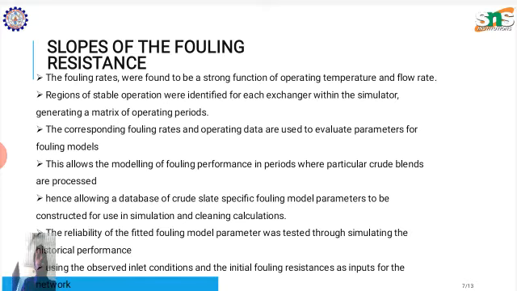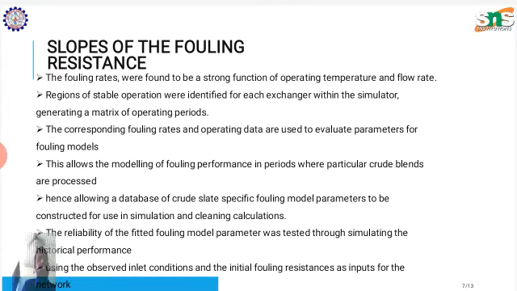The slopes of the fouling resistance profiles, the fouling rates, were found to be a strong function of operating temperature and flow rate. Regions of stable operation were identified for each exchanger within the simulator, generating a matrix of operating periods. The corresponding fouling rates and operating data are used to evaluate parameters for fouling models such as the above equations.